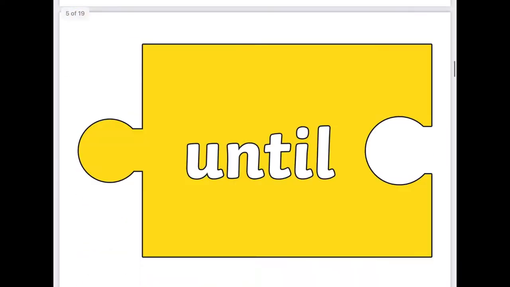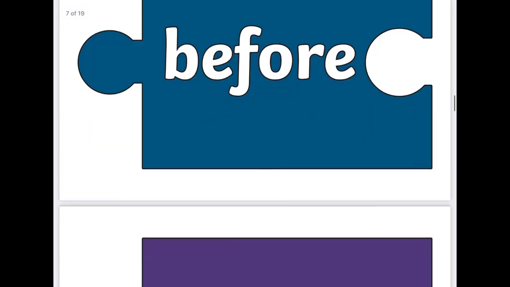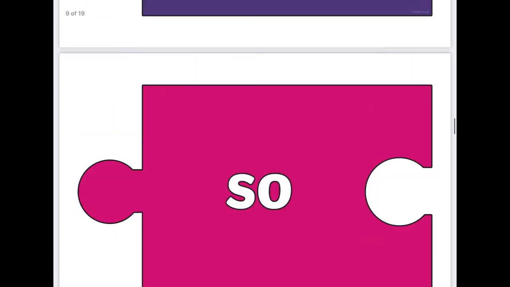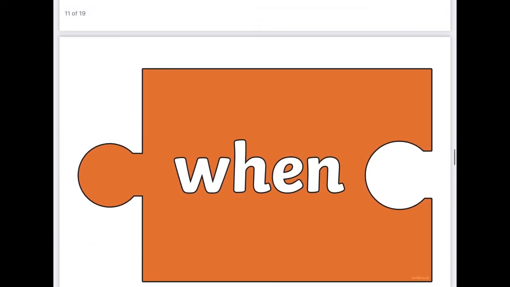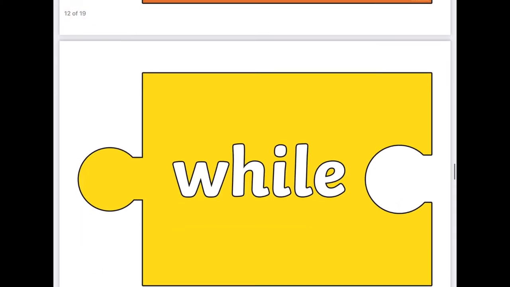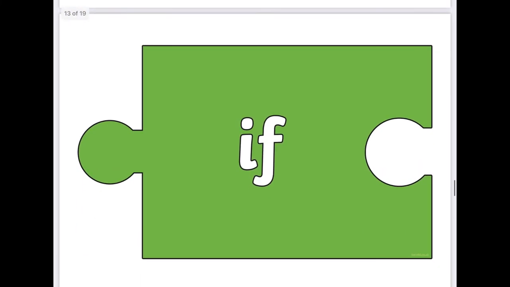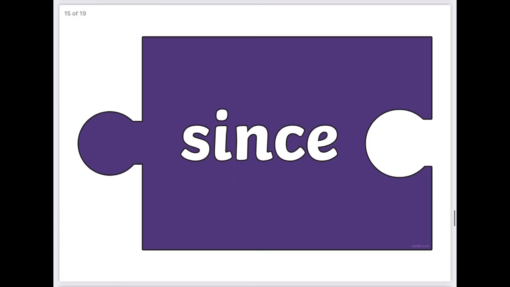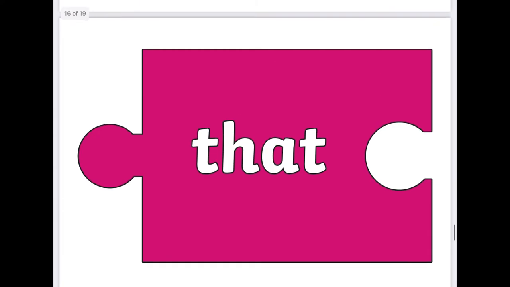Until, we've got and again, double ands. Before, as, so, that's another very useful one. Then, when, while, if, or, since, that, it's another useful one.